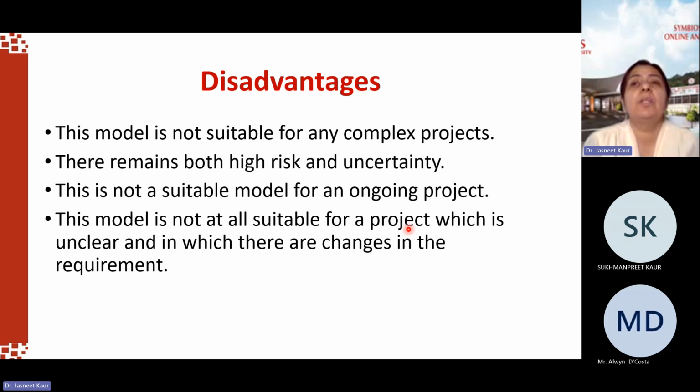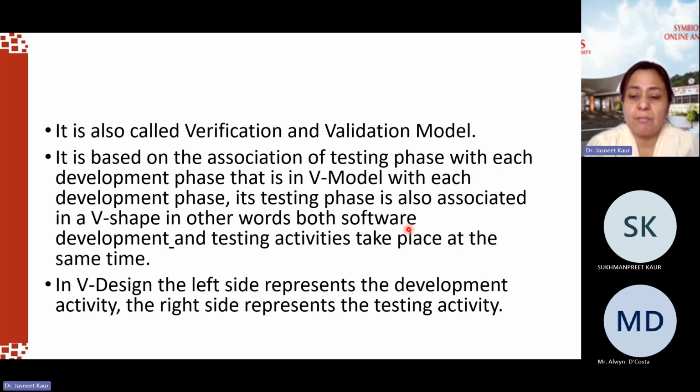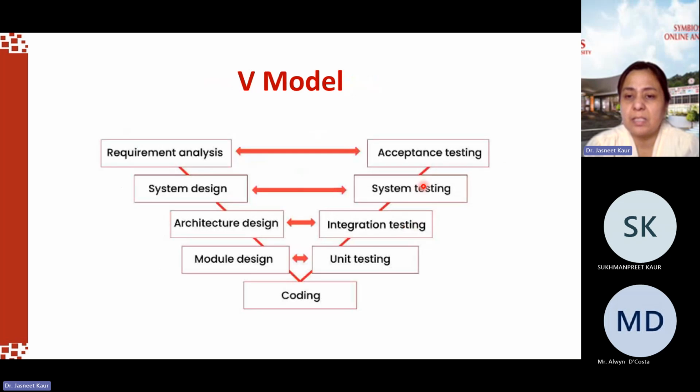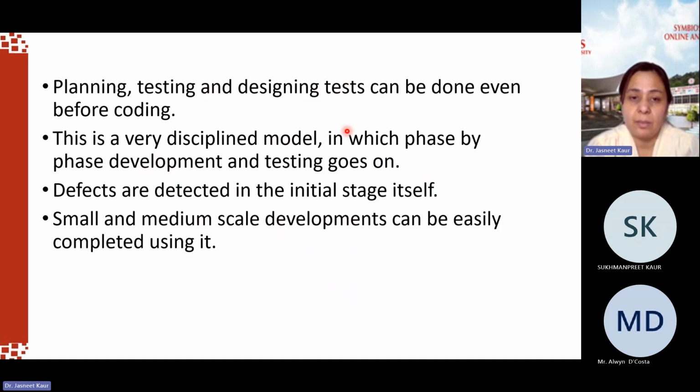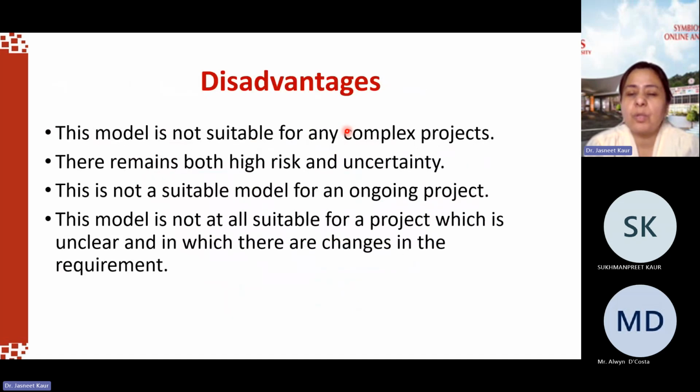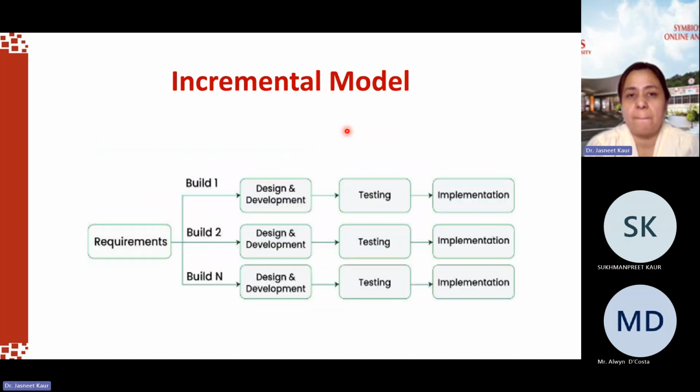Because sometimes what happens, during the development phase only, we are meeting with the goals and objectives of our hospital. We are preparing the model, and in between, we think, no, we should not make this model in this way, we have to change it. But in the V model, you cannot change it because everything is parallelly designed and parallelly tested. If you think of a change, you cannot make it, because one thing you change is going to impact all other things. So this is not a suitable model for ongoing projects.